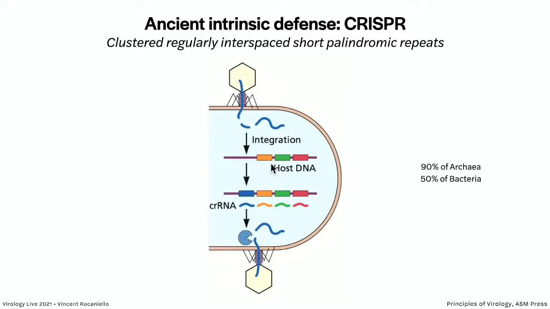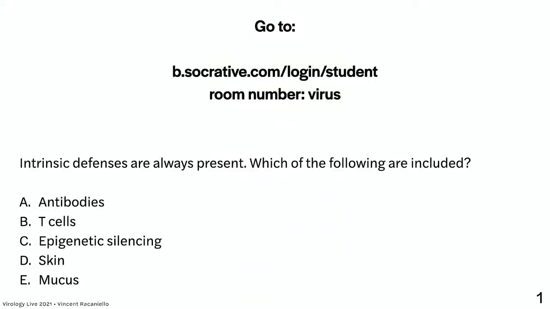And I have to say that you can now figure out what has infected a bacterium by sequencing these palindromic repeats. You can do homology searches and say, oh, look, this bacteriophage infected this particular bacterium. It's a way of matching viruses with hosts. So that is an ancient defense. We don't have this, although siRNA is sort of a similar thing, except that we don't store the memory of that in our genome.